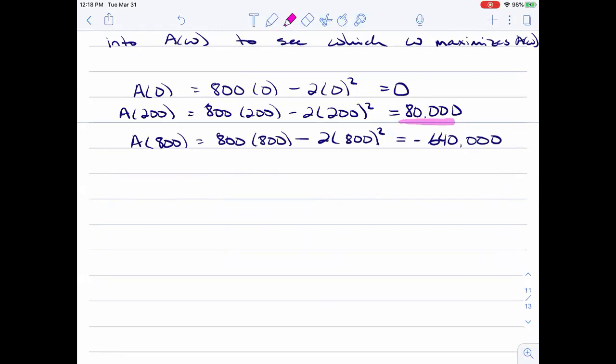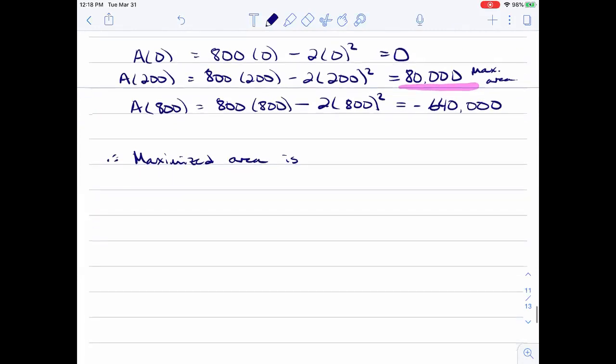This tells me that this is my max area. I just look at what the area is at each of these points, and the maximum here is 80,000. So therefore, the maximized area is 80,000 square feet.